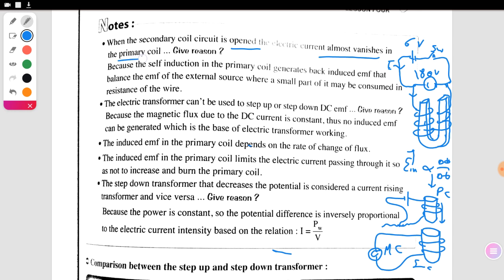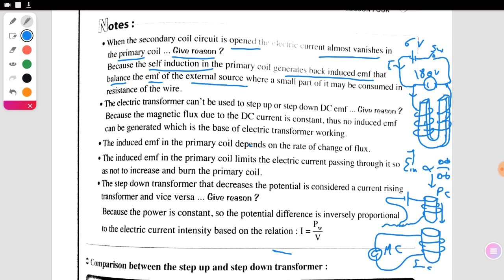In the primary coil, give the reason why the current vanishes. Because self-induction in the primary coil generates backward induced EMF. The coil by itself produces backward induced EMF that balances the EMF of the external source. If the source EMF is connected with another coil and the circuit is opened, like a transformer.